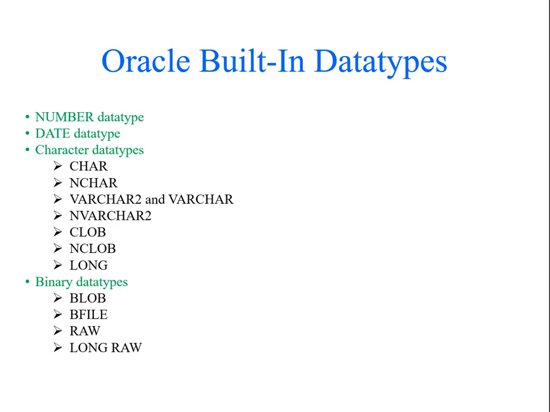So we have data types to store binary values, like let's say images, videos, and so on, or files. The most commonly used data types are number, date, character, and nvarchar. I highly encourage you to have a look at Oracle's documentation and explore each one of these different types and learn about their usage and their applications.